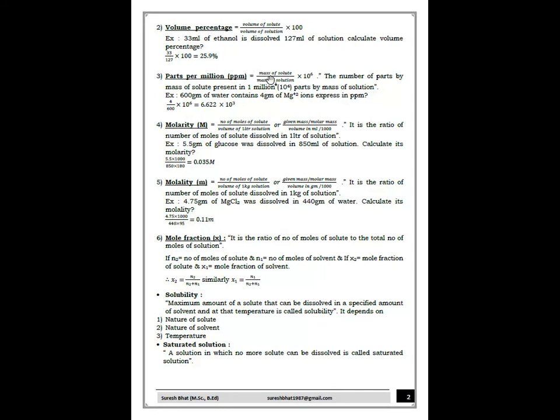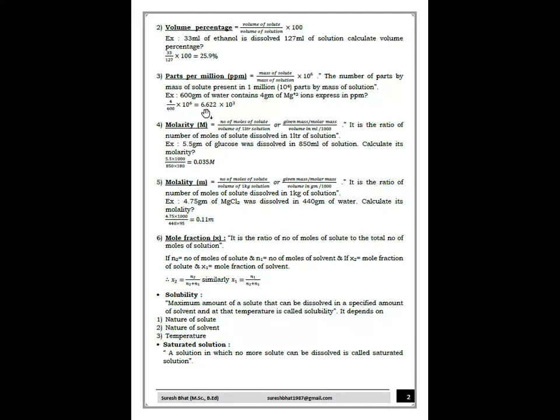We can define it as the ratio of mass of solute to mass of solution into 10 raised to 6, or the number of parts of solute present in 1 million parts by mass of solution. Here is a simple example regarding ppm. The problem is: 600 gram of water contains 4 gram of magnesium ions. Express the following in parts per million. We know the formula. Mass of solute given is 4 grams, mass of solution given is 600 grams, into 10 raised to 6.